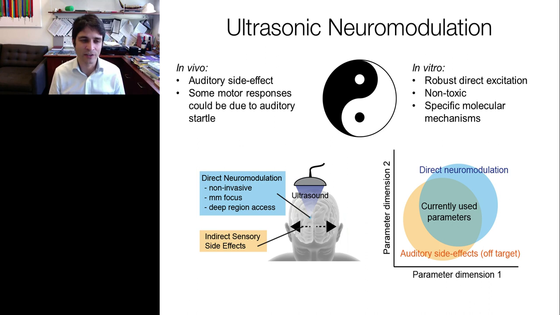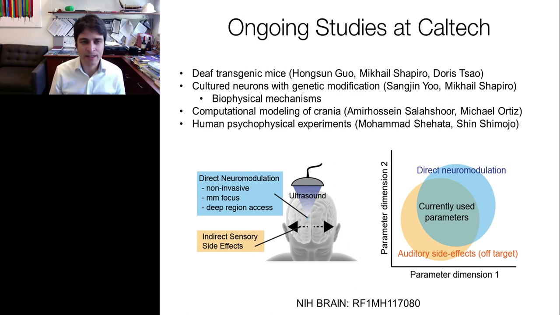And so the next phase of our work, and for others working in this field, is to figure out the set of parameters that we can use acoustically to minimize the auditory side effects while maximizing the direct neuromodulation. And hopefully we can get as much of that separation as possible. And then for whatever remains, design proper sham controls that would be needed to overcome these auditory effects.